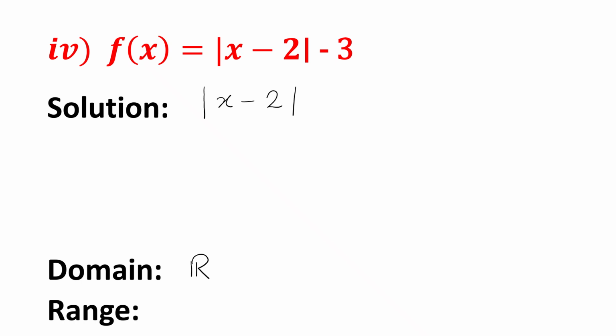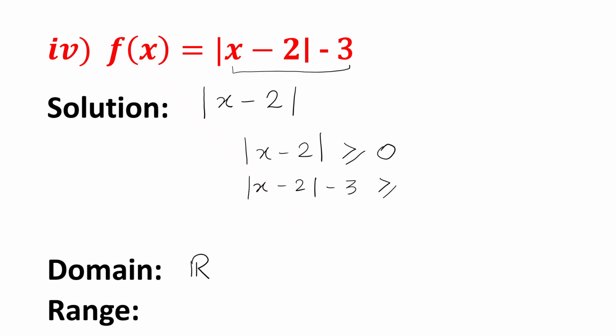Now, let's find the range. The absolute value is always greater than or equal to 0. That is, absolute of x minus 2 is greater than or equal to 0. Now, in the given function, there is negative 3. So, we subtract 3 from both sides. Mod of x minus 2, minus 3 should be greater than or equal to negative 3. Means negative 3 and all the numbers greater than negative 3 are included in our range.